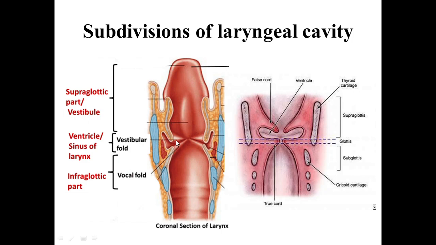Then the middle part is called the ventricle or sinus of larynx. So this is the ventricle or sinus of larynx. And this sinus of larynx has a diverticulum which is called the saccule of the larynx. This ventricle or sinus of larynx is situated between the vestibular fold and vocal folds. And below the vocal folds, up to the lower border of the cricoid cartilage, this part is called the infraglottic part.